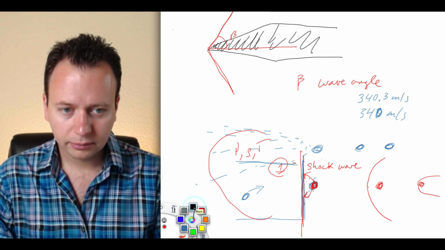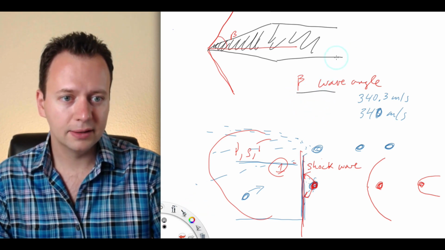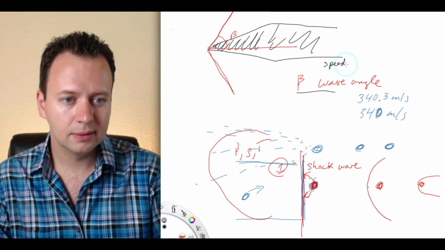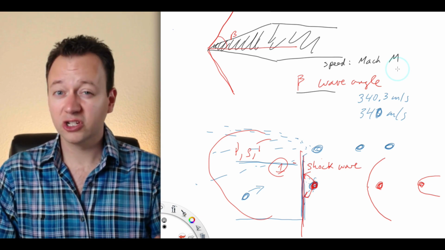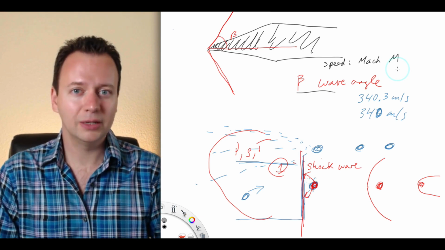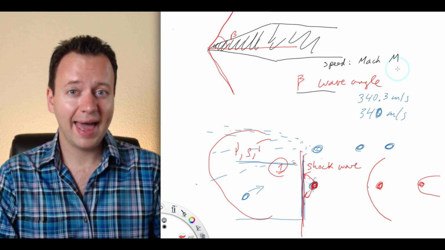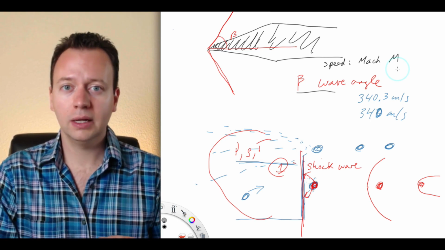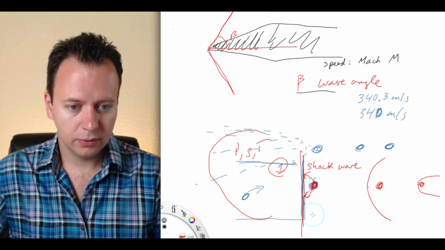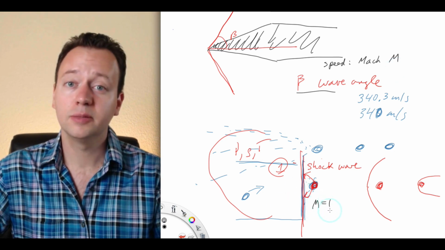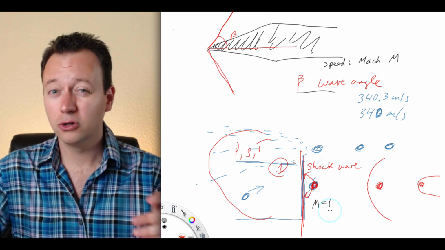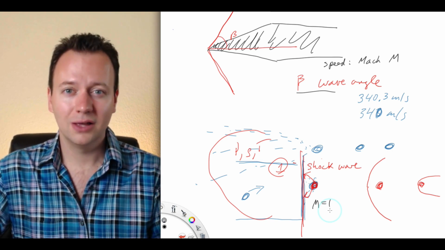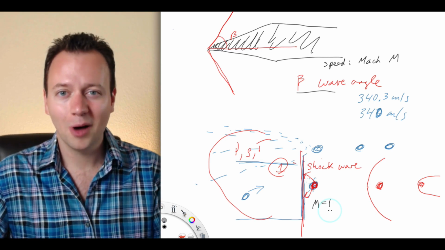So we have a wave angle of beta, and suppose our speed is given by a Mach number, so Mach M. Mach number is basically the ratio of your speed to the speed of sound. So Mach 0.5 means you're traveling at half the speed of sound. Mach 1 is at the speed of sound. Mach 2 is twice the speed of sound. Mach 3, you're traveling 3 times the speed of sound, and so forth. Some aircraft can go Mach 5, Mach 6.